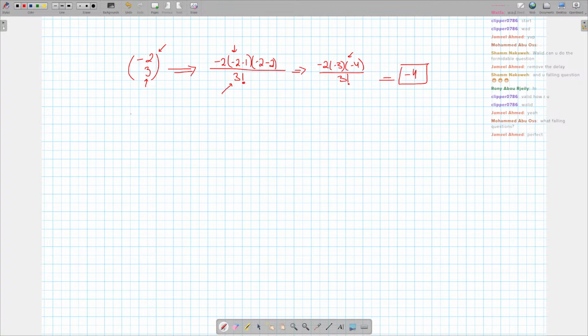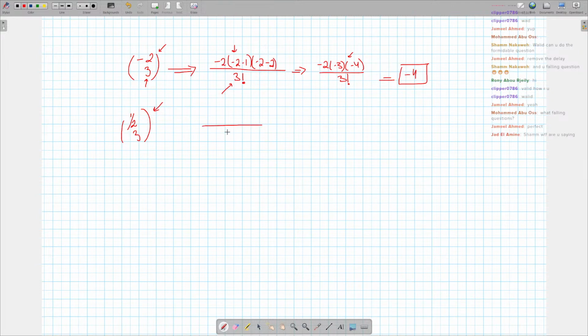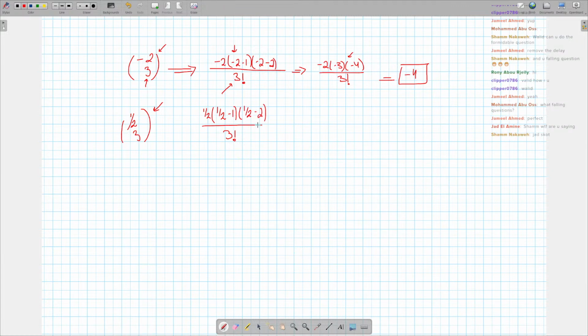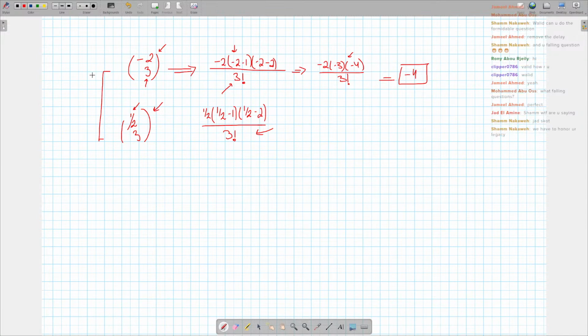Okay, how about 1 over 2C3? How would you solve this, guys? Same exact rule. You draw the fraction line, you put 3 factorial. You start 1 over 2, then 1 over 2 minus 1, 1 over 2 minus 2. This is how you do factorials also for a fraction. You only use this rule for the combinations, only when you have a fraction or a negative number. This also, you can put it inside the calculator.